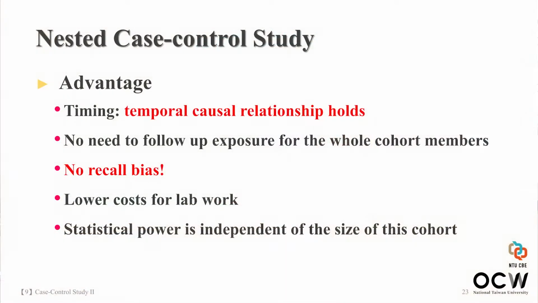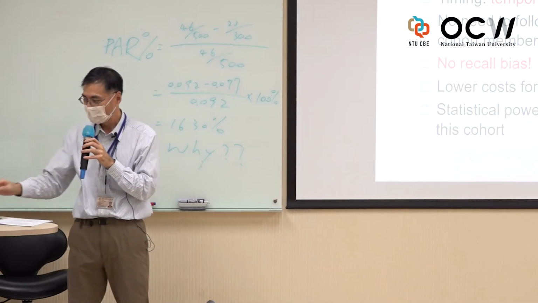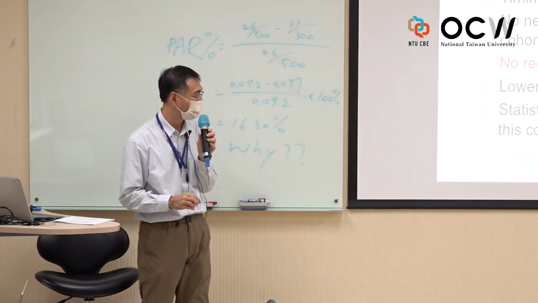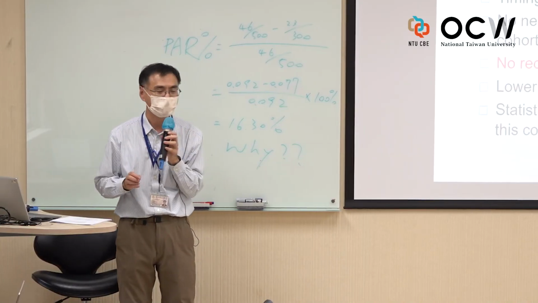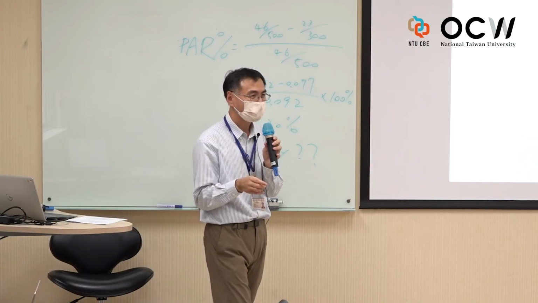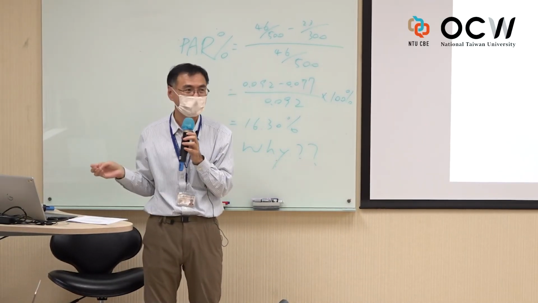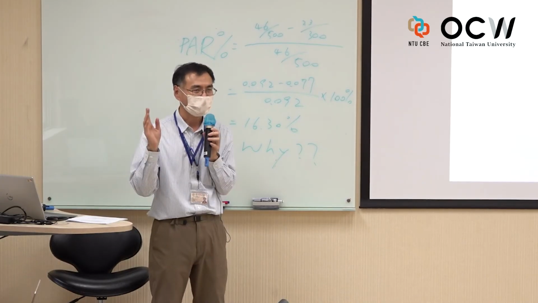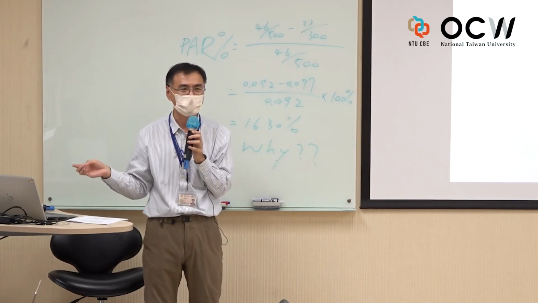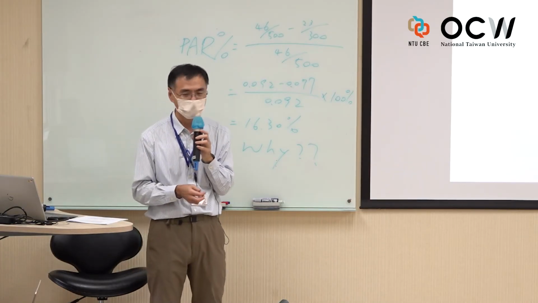And the statistical power is independent from the size of the whole cohort. It's only dependent on the cases and the selected random controls. So even if the ongoing cohort is not too big, it's fine. So that's the nested case control study, and do remember the advantages of it. Basically, you could take the advantages from both the case control study and the cohort study: save time and money, but still hold the temporal relationship.